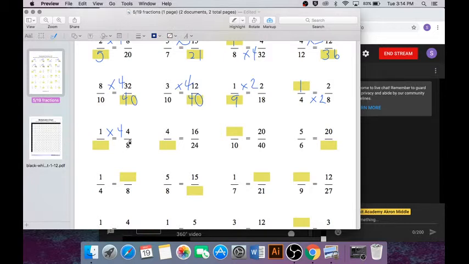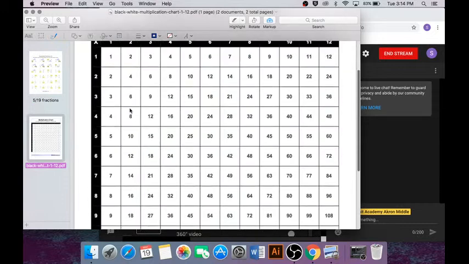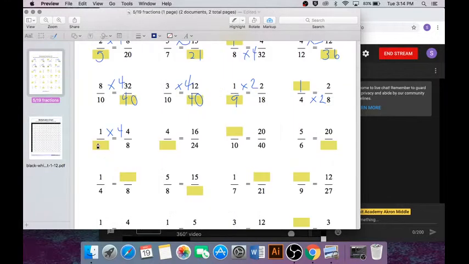Okay, now we're going to use our 4 times table to find 8. So in our 4 times table, here's 8, and 4 times 2 is 8. 1 times 4 is 4. 2 times 4 is 8.